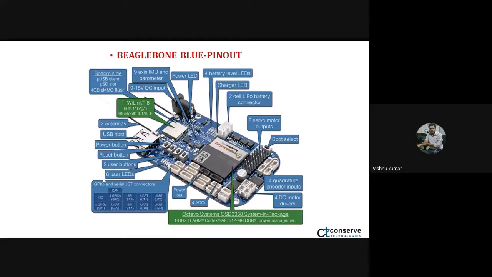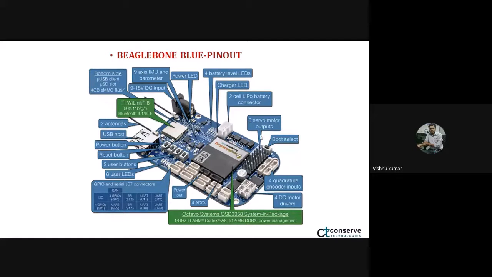This is the pinout connectivity of BeagleBone Blue. You can search Google for the pinouts of BeagleBone Blue. I am not going into detail about that, but I will tell you: first, the battery level LEDs, charger LED, power LEDs, and status LEDs are there, and there is a battery connector. An external LiPo battery we can connect in this connector.